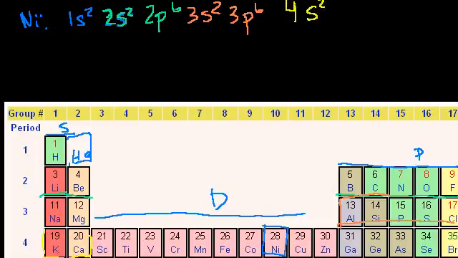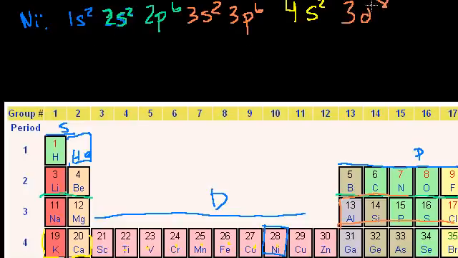4s2. And now we're in the d block. And so we're filling in 1, 2, 3, 4, 5, 6, 7, 8 in this d block. So it's going to say d8. And remember, it's not going to be 4d8. We're going to go and backfill the third shell. So it'll be 3d8. So we could write 3d8 here.